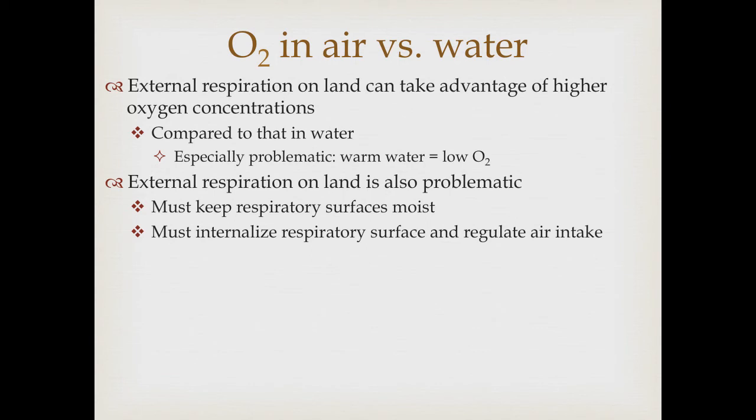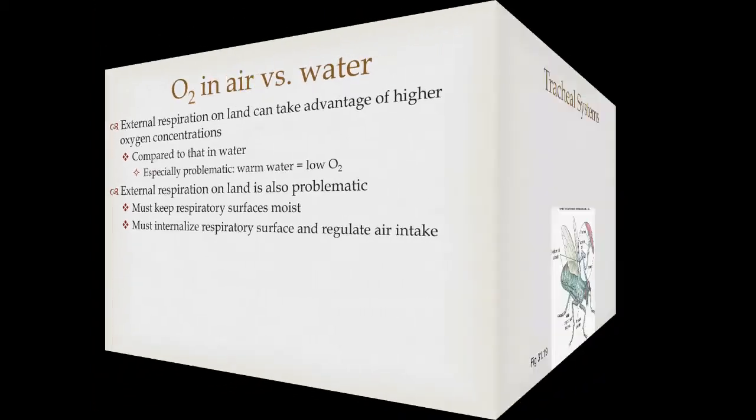Remember, you have to keep a respiratory surface moist. So unless you live in a tropical rainforest and you have access to water and you can constantly go for a dip to keep, say, your skin moist, that's going to be a problem. You can't have gills that are just laying out there because they're going to dry out. Those fine structures are going to dry out too quickly. So in most cases, terrestrial organisms have internalized their respiratory surface, and they can regulate the air intake so that it doesn't dry out that respiratory surface.